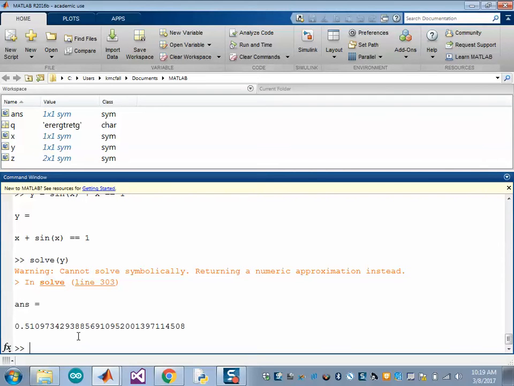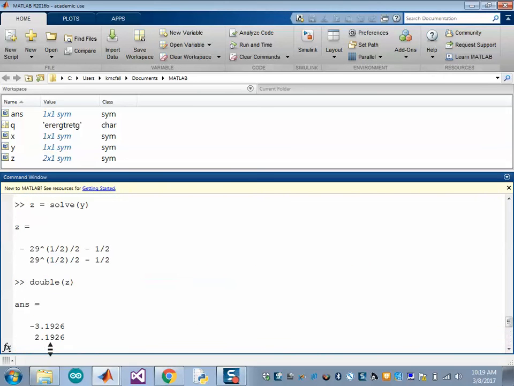So the number that it has here on the screen, all of these digits here, that's not the actual analytical solution like this thing. See, this is an analytical solution. The square root of 29 divided by 2 minus a half. Okay? That's an analytical expression that is exact. Whereas this negative 3.1926, that's a numerical approximation.